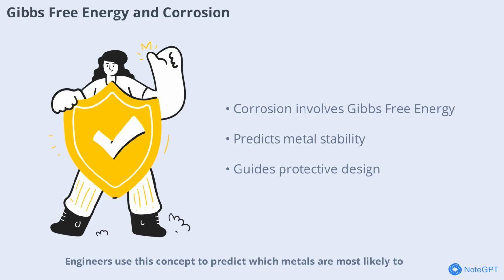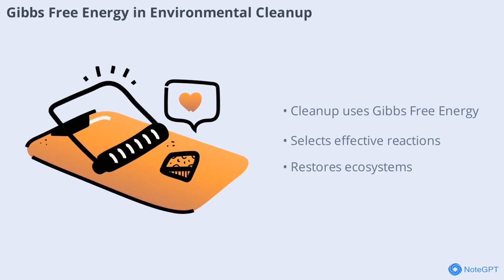Engineers use this concept to predict which metals are most likely to corrode under certain conditions and to design protective coatings that prevent damage. This helps extend the lifespan of structures and reduce maintenance costs. Environmental engineers use Gibbs free energy to design processes for cleaning up pollution. By understanding which reactions are spontaneous, they can select the most effective methods for breaking down contaminants and restoring ecosystems. This approach leads to safer, more sustainable cleanup strategies.